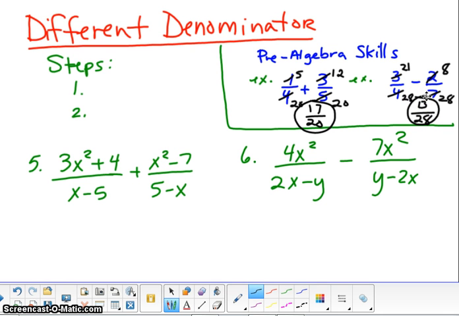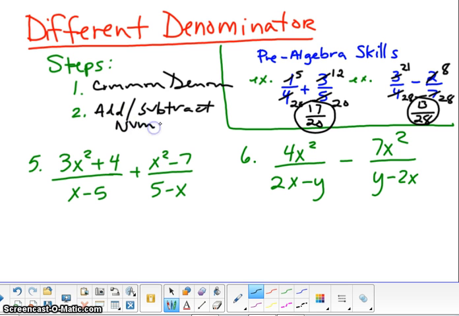Okay, now let's apply those in the steps that we have. So you're going to have to get a common denominator for your first step. The second step, we're going to add or subtract, just determining on which one is given, the numerators. So not a whole lot different from the last screen.